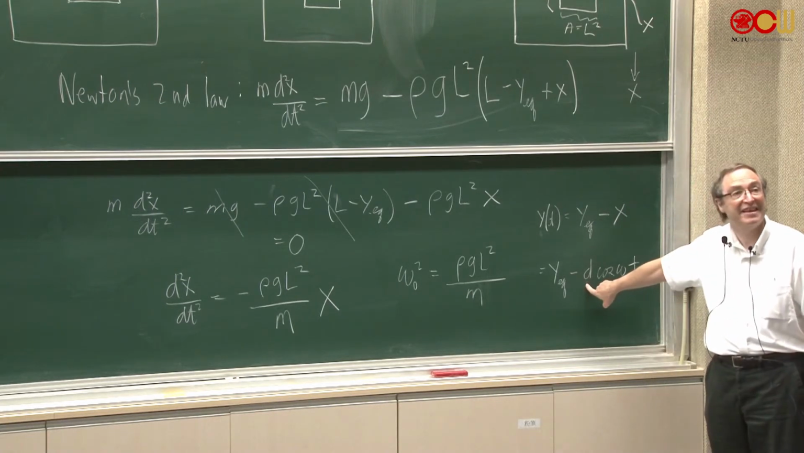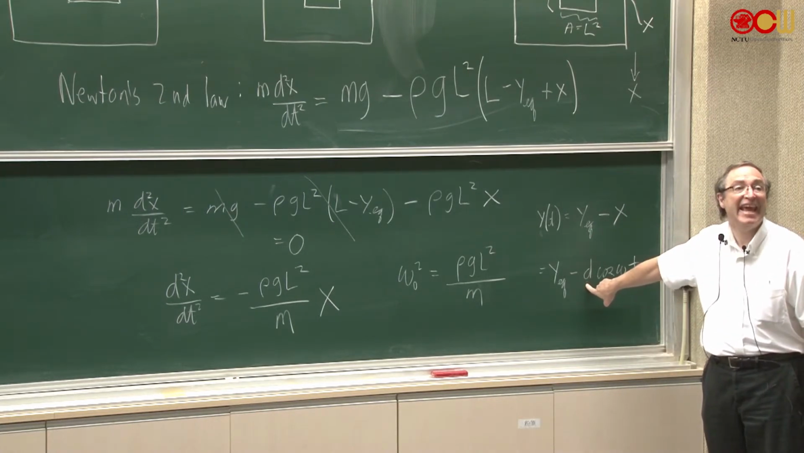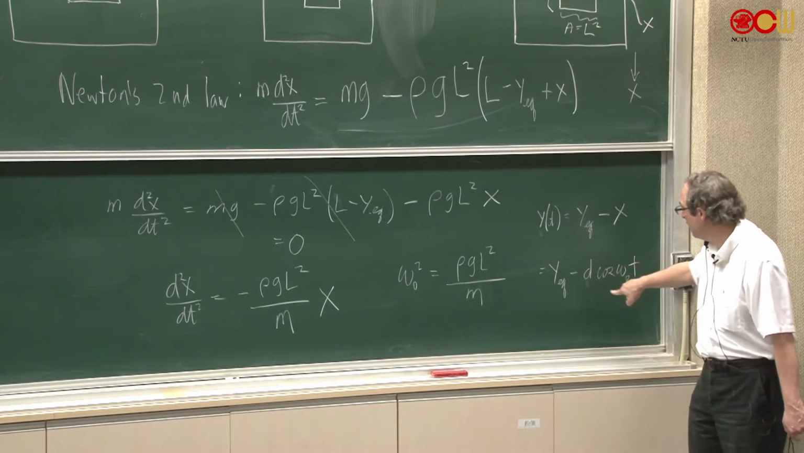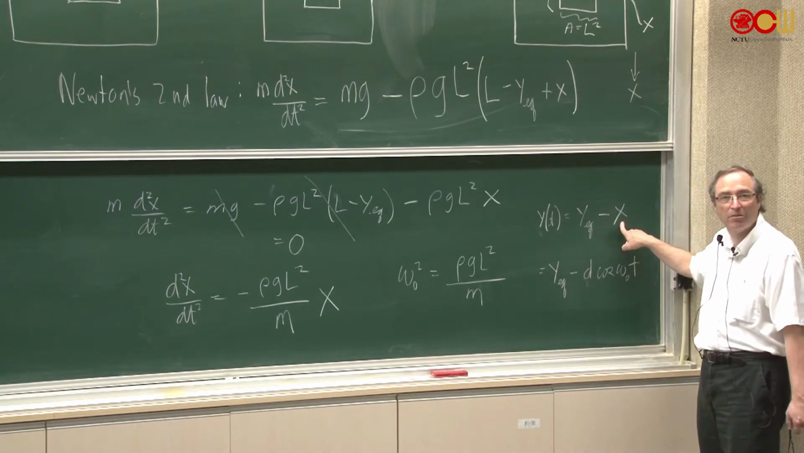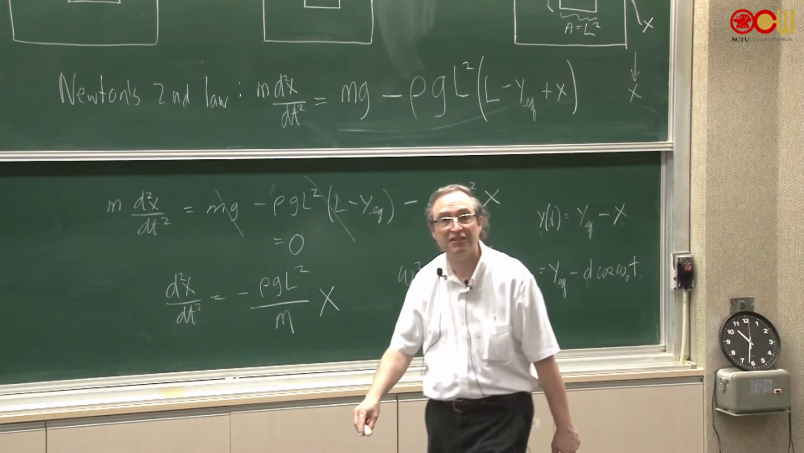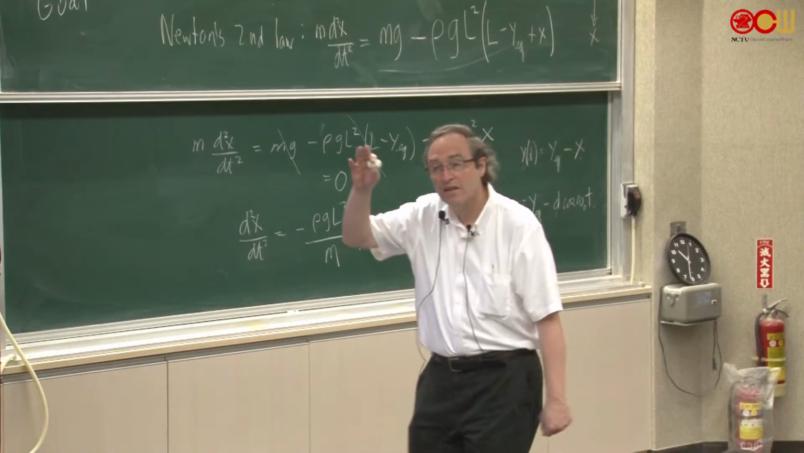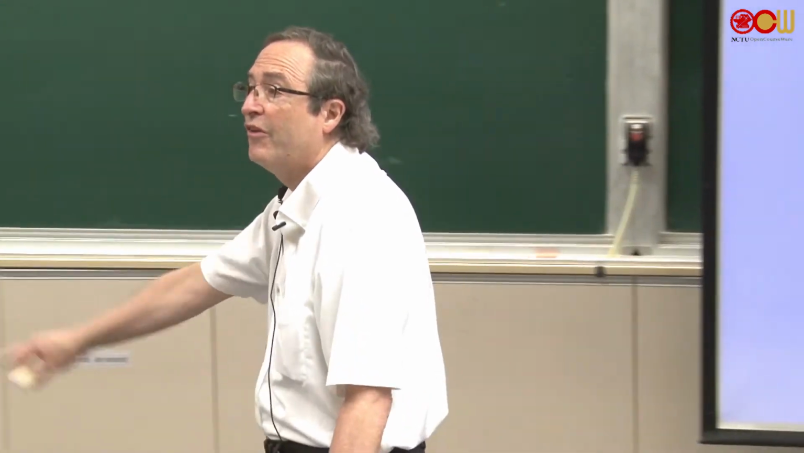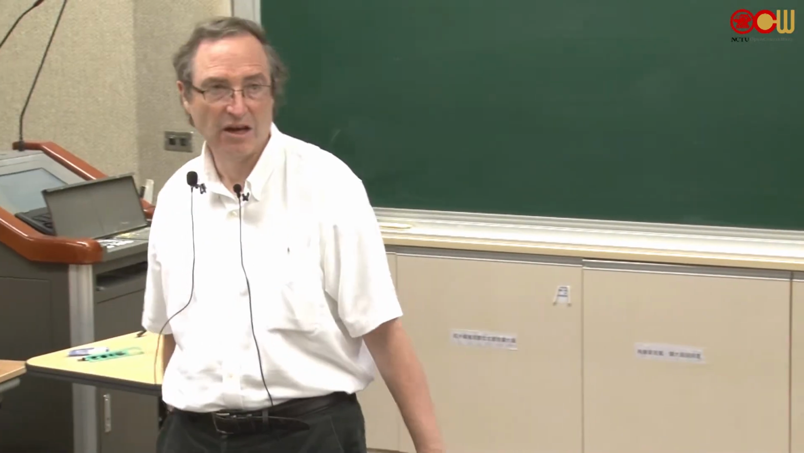Here's where the D comes in. It's the amplitude of the oscillation. It's not a variable. X is the variable. T is a variable. D is not. It's just the initial pushing down, which turns out to equal the amplitude, because there's no velocity when you let go.